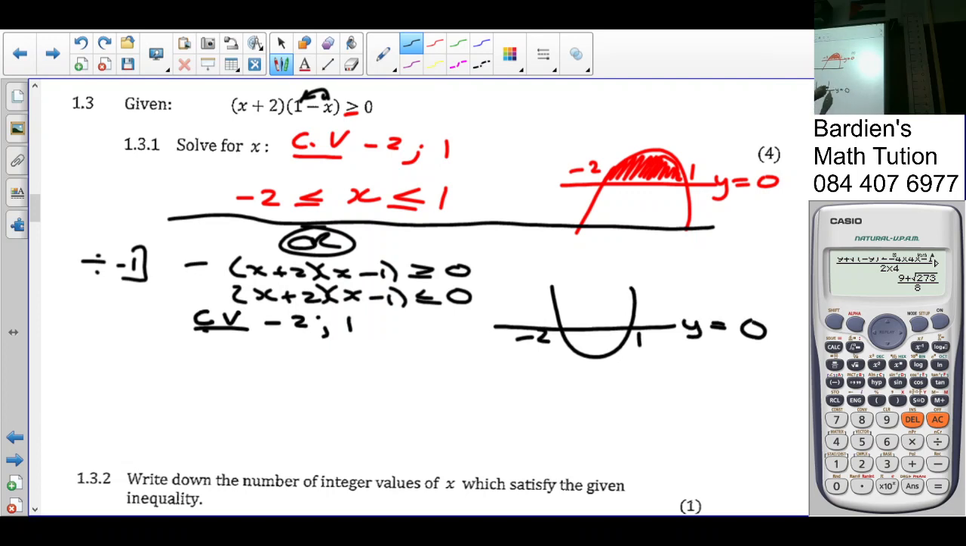Y is equal to 0. What does this tell us? The y value must be less than 0, not so? And what does less than 0 mean? Below the line, where it is negative. Above is positive. So what do we notice? Continuous or break-in solution? Continuous, from minus 2 to 1, equal because of the equal sign in the sign.